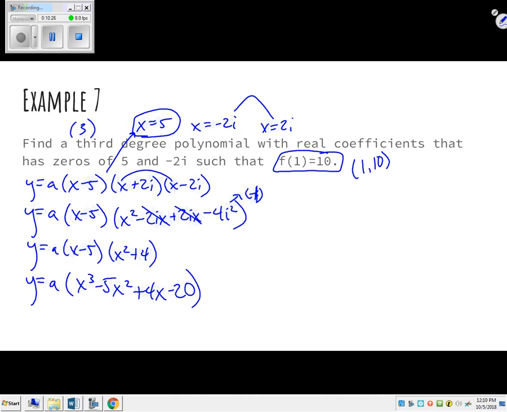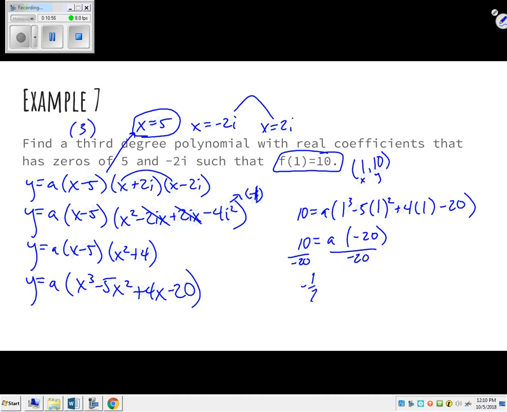Right? Well, remember, this is my x and y right here. So I can plug this in for my x and y. Let's see, I need 1 cubed minus 5 times 1 squared plus 4 times 1 minus 20. And so combining all these, the first three terms cancel and just leave me the -20. Divide by -20. And sure enough, my a is -1/2. So my polynomial, in order to go through this point of (1, 10), has been squished by a factor of 1/2 vertically, and has been reflected over the x-axis. That all comes out right there with that a.